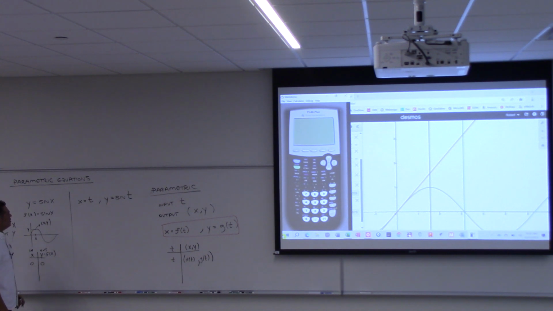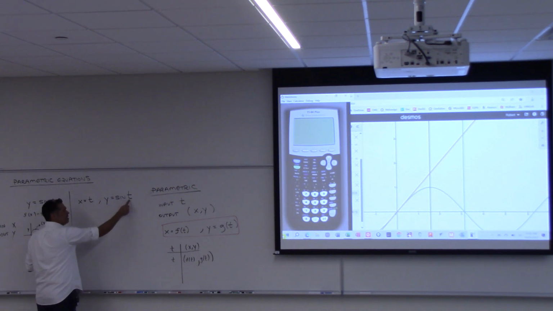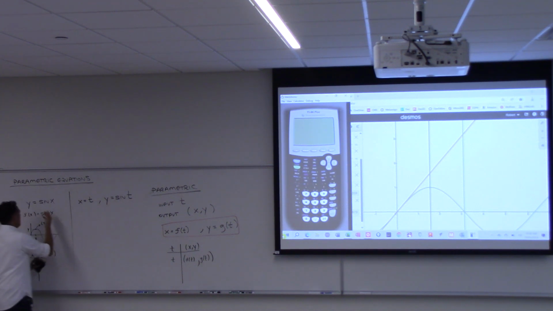Do they look the same? Think about it. If I'm telling you that t is x, then what happens if you replace that t with x? What do you get? y equals sine x. Isn't that the equation? Yes.